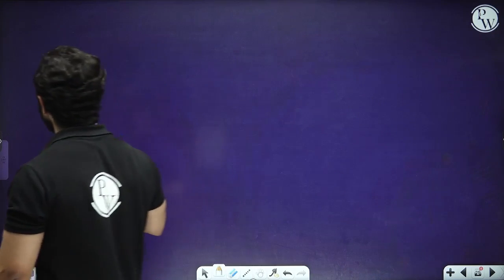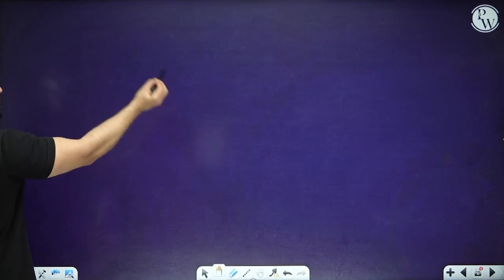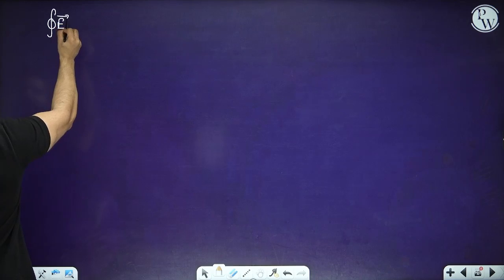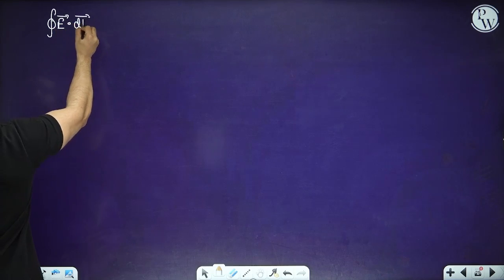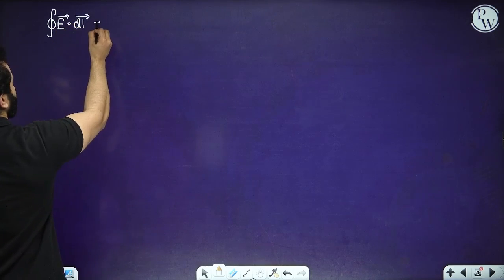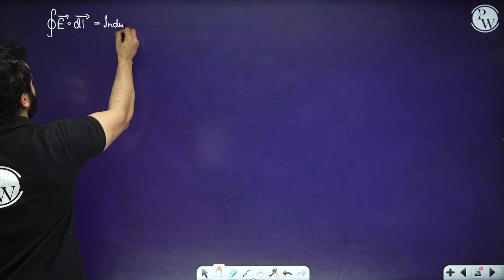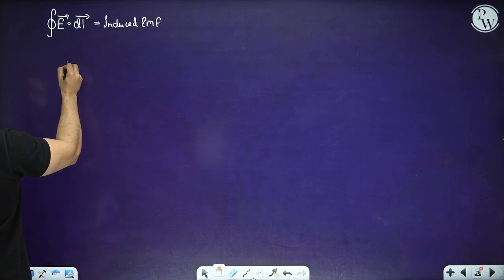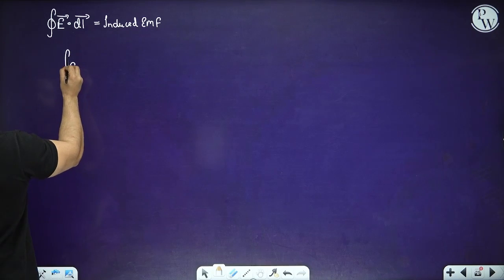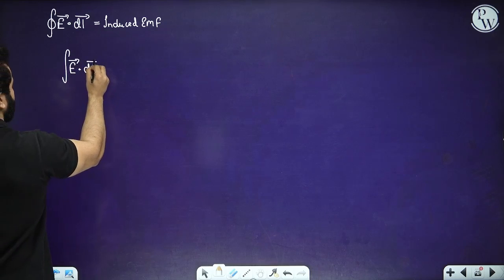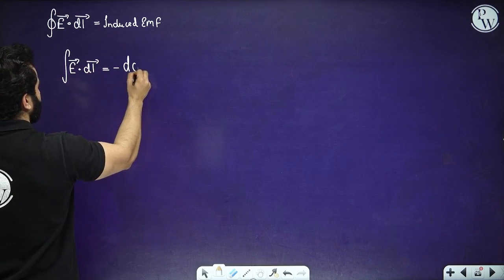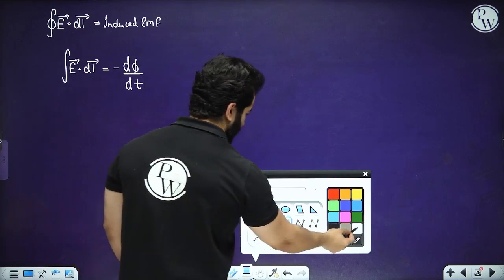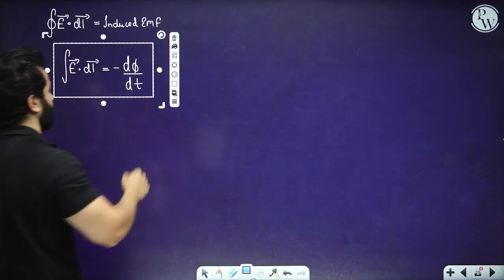This means that E dot dl is nothing but induced EMF, right? The line integral of E dot dl is nothing but your induced voltage or induced EMF. So if this is the case, we can write that the integral of E dot dl can be written as minus d phi by dt. That's it.